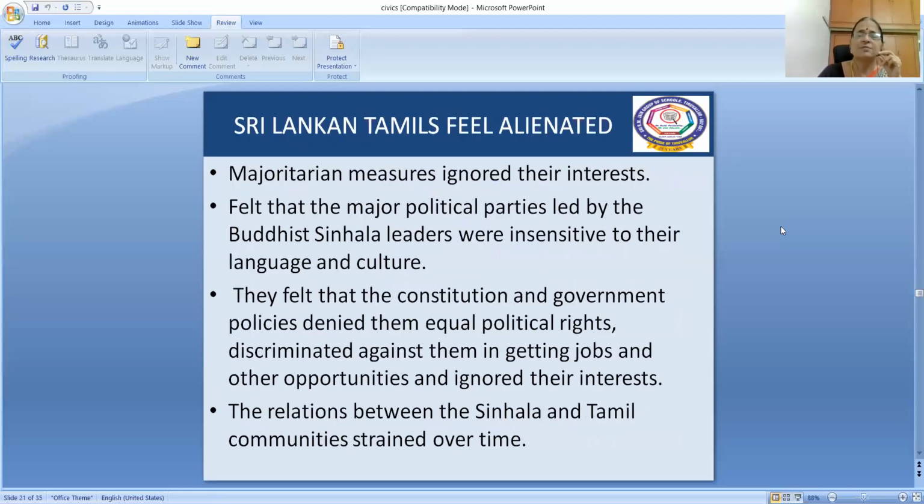Sri Lankan Tamils feel alienated. Now, why did the Sri Lankan Tamils feel alienated? The majoritarian measures ignored their interest. That is, the majority community, the Sinhala community, ignored the interest of the Tamil people.